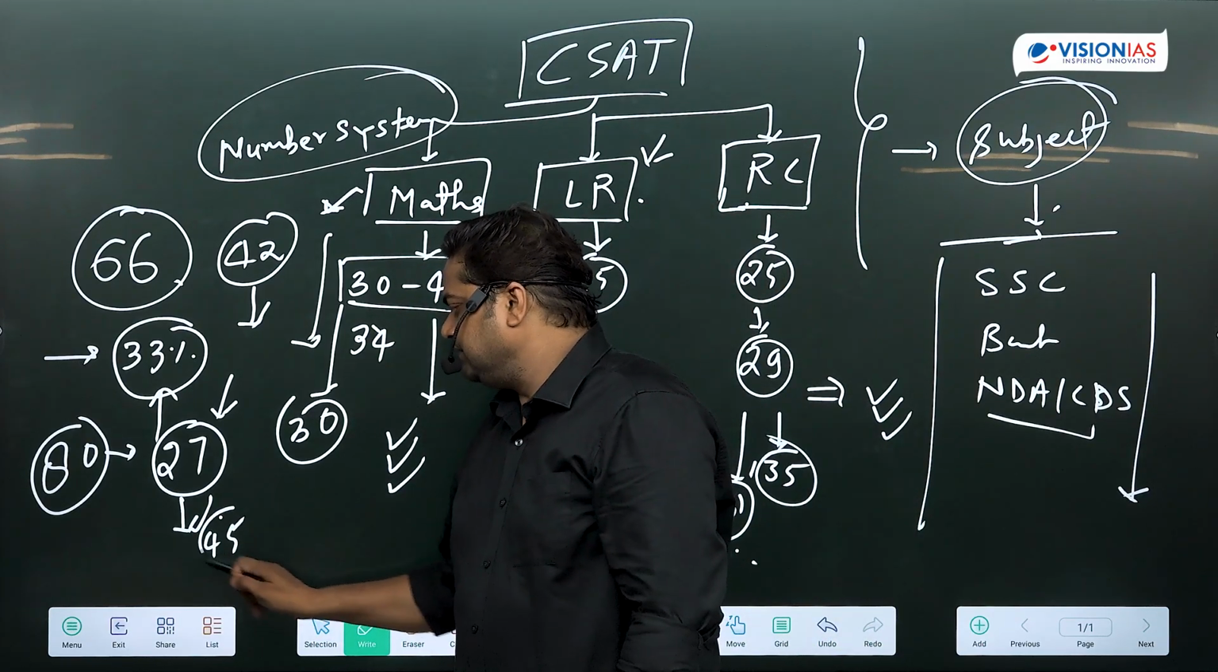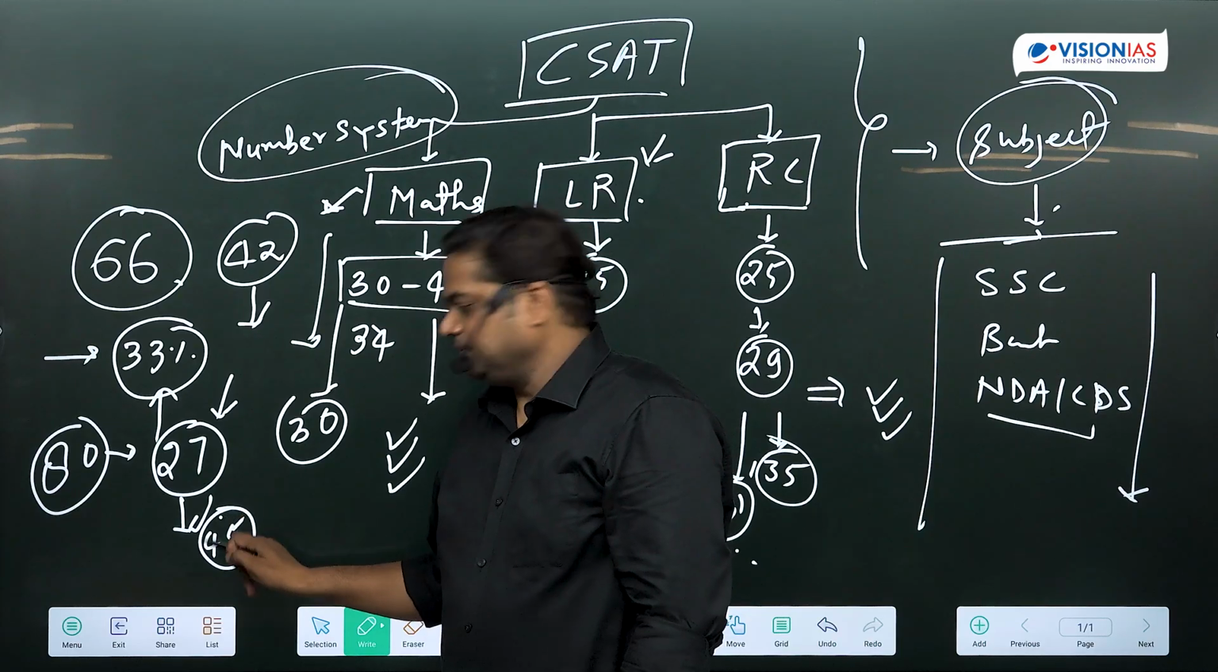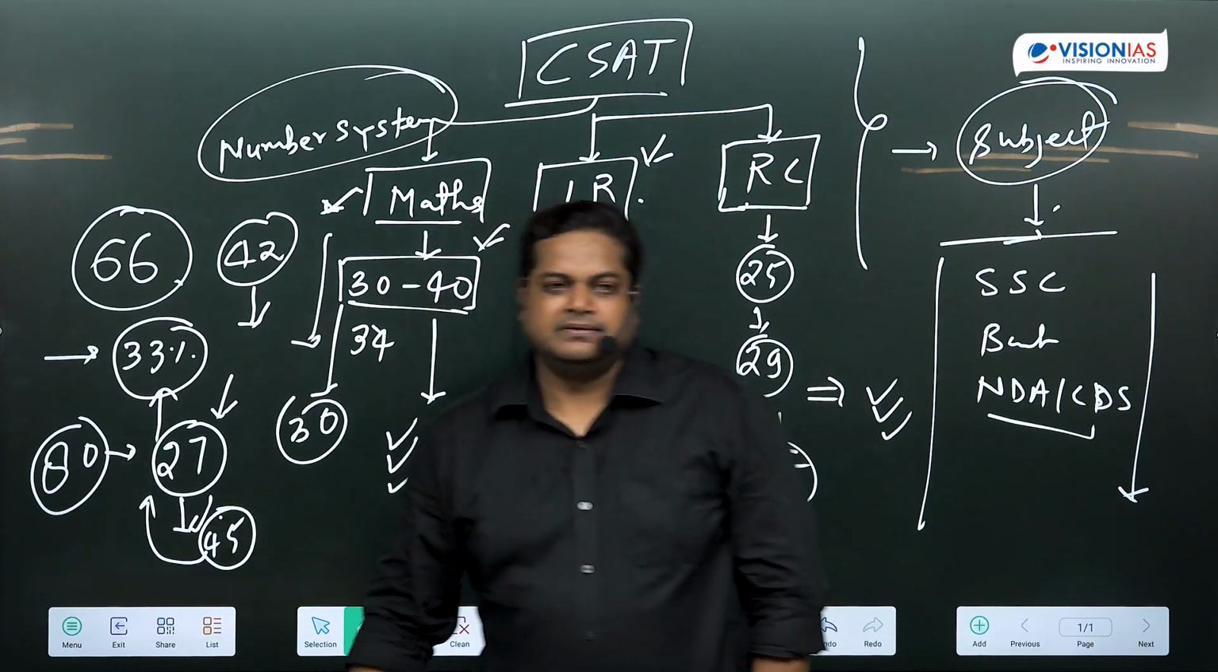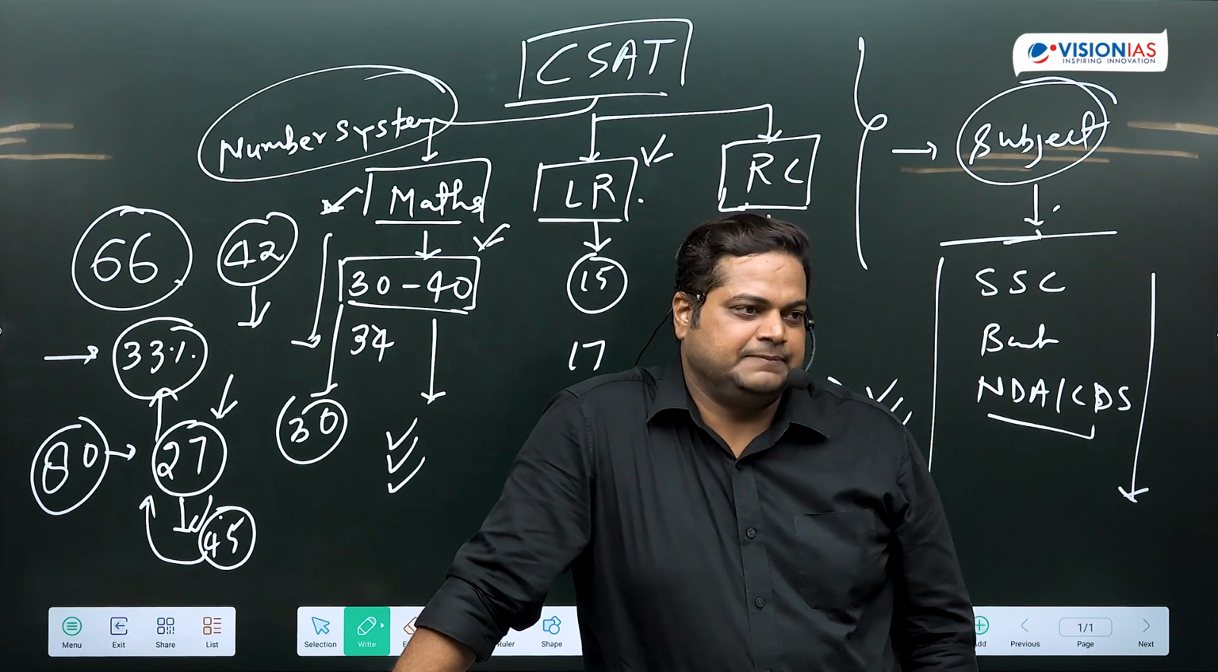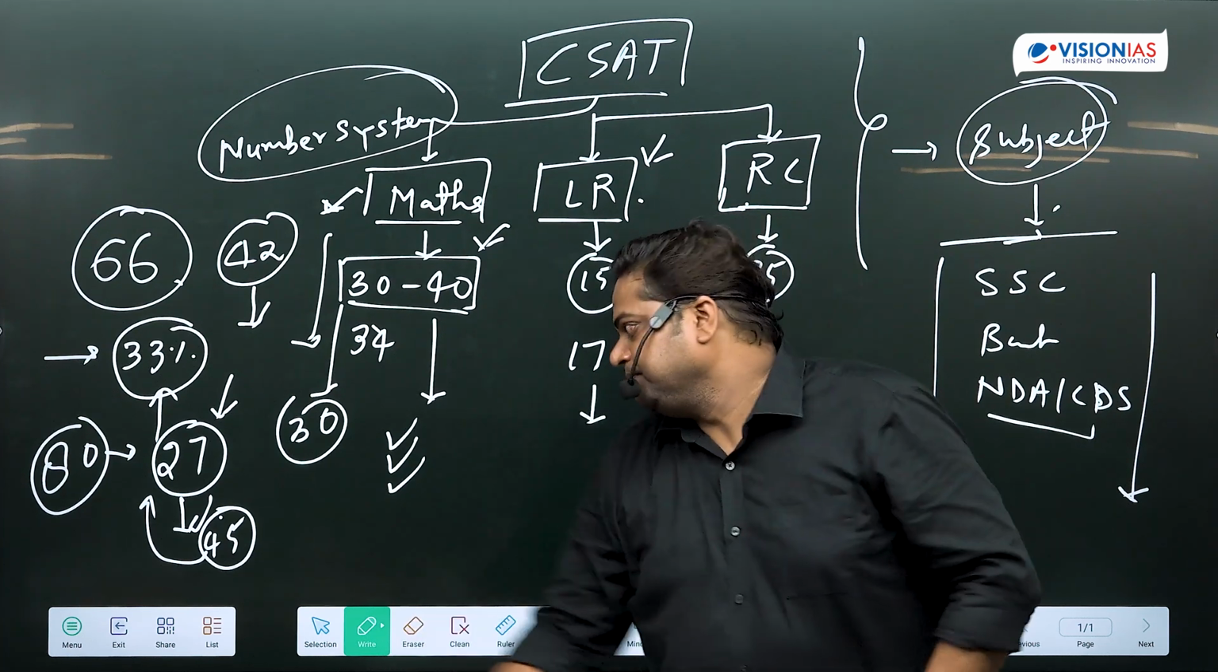So if it is 45 or more than 45, we can claim that, after reducing the negative marking, we can have 27 questions correct. This is what we can do.